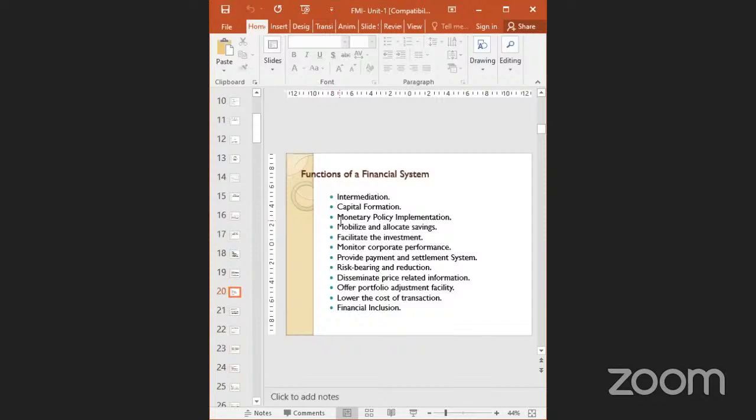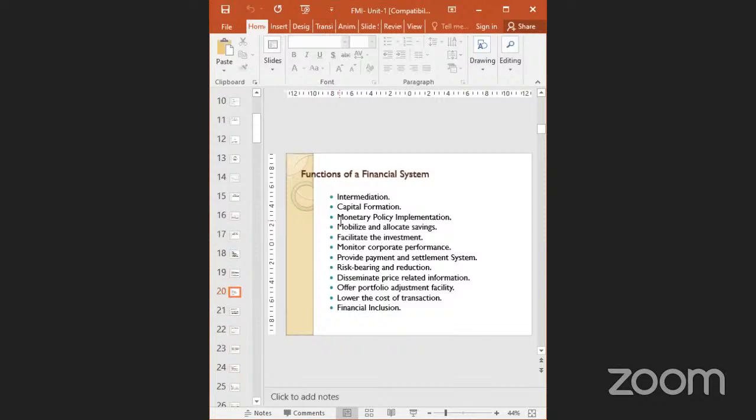Then you say yes, my money is increasing. That is what the major work of financial system, to look after this particular prospect, that how the money will increase so that people do have an interest towards investment. That was called proper mobilization and allocation of savings. Facilitate the investment. So create more awareness about investment.